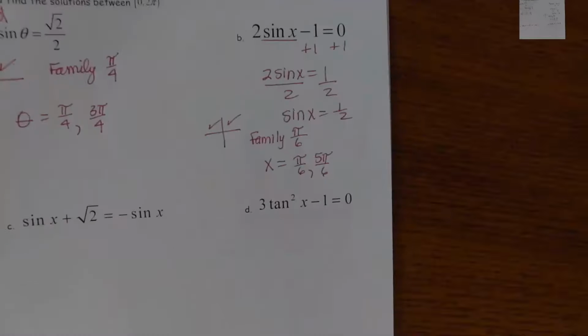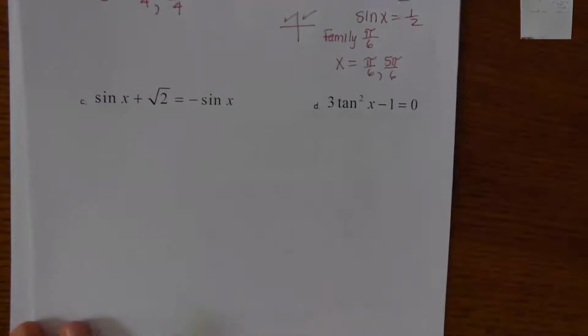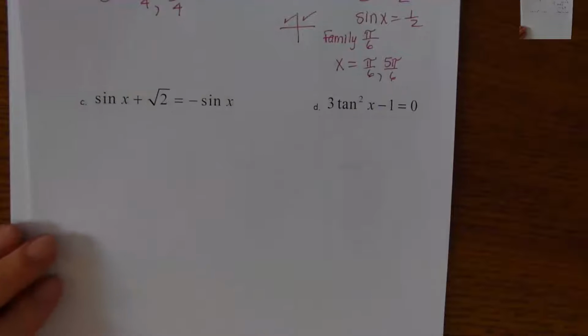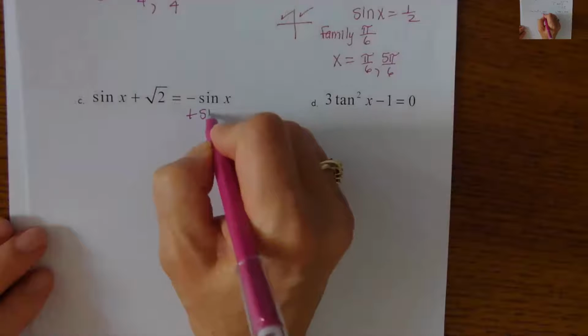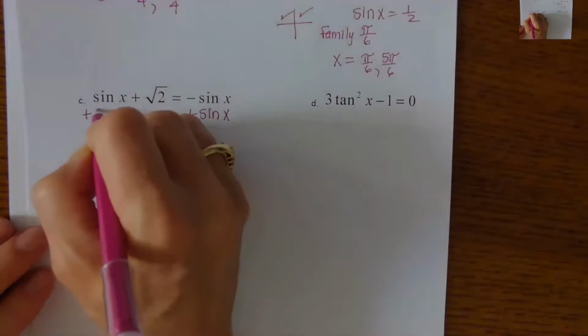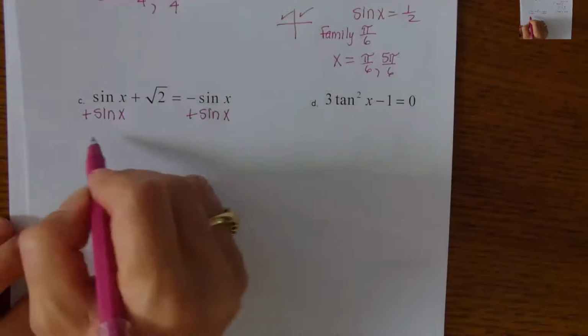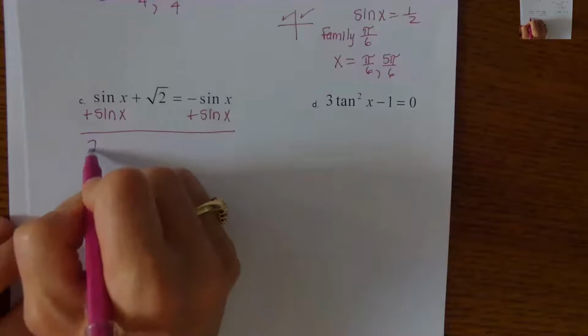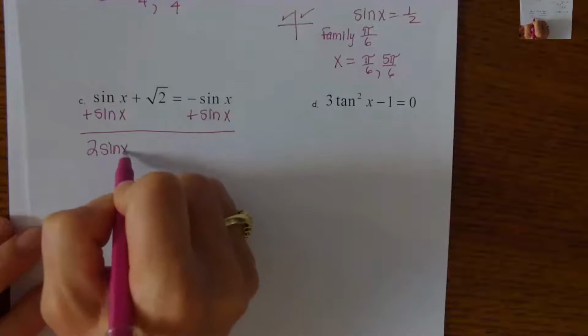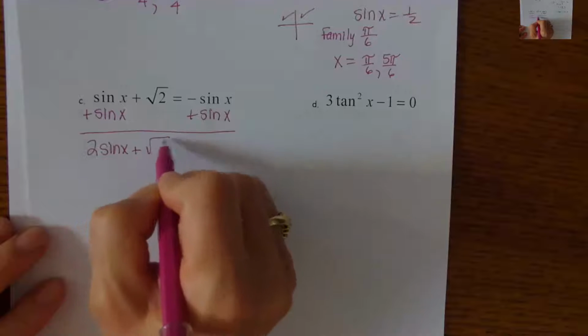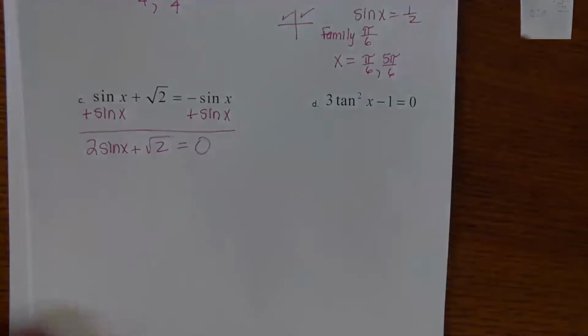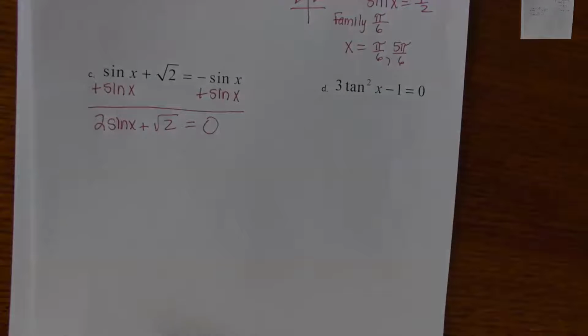All right, the next one. Algebraically speaking, what do you think we should do? What did we write down first on our list of simplifying? We said get it equal to 0. So I'm going to add sine. Now I may end up having to move stuff back over, but it's always easy to start. Right? 1 sine plus another sine is 2 sine. Okay. Now what do you think we should do?